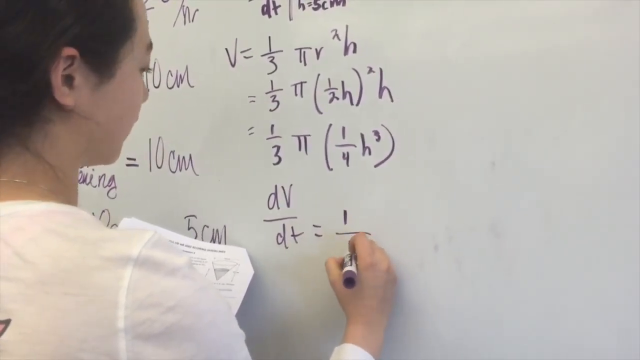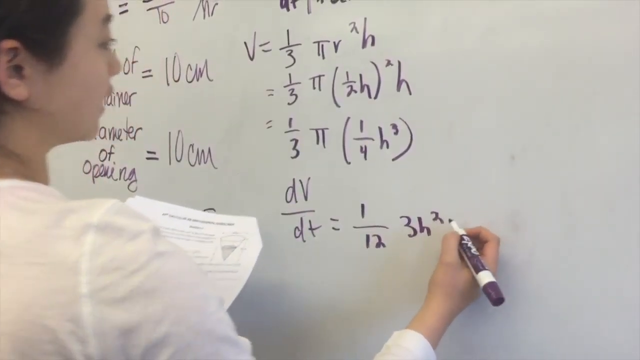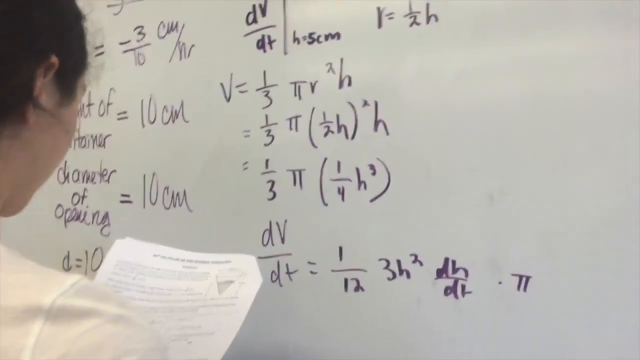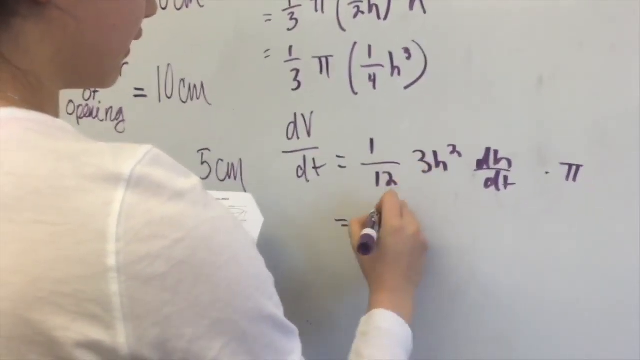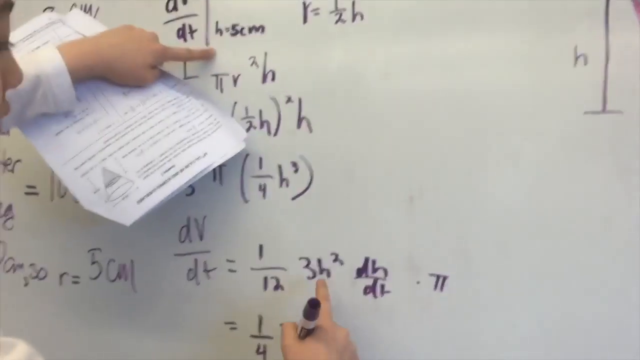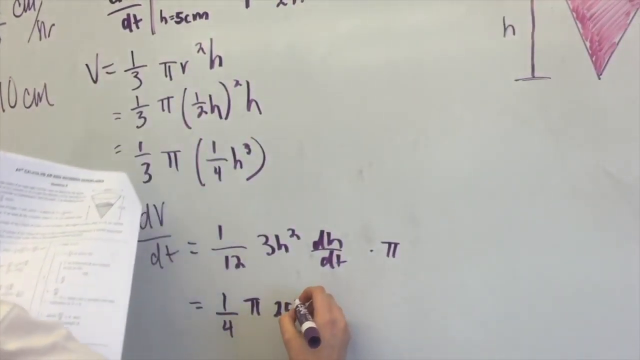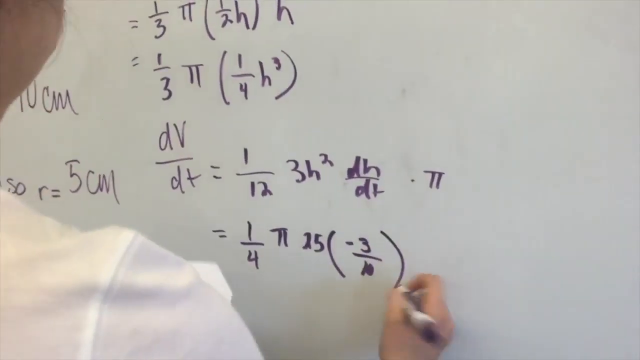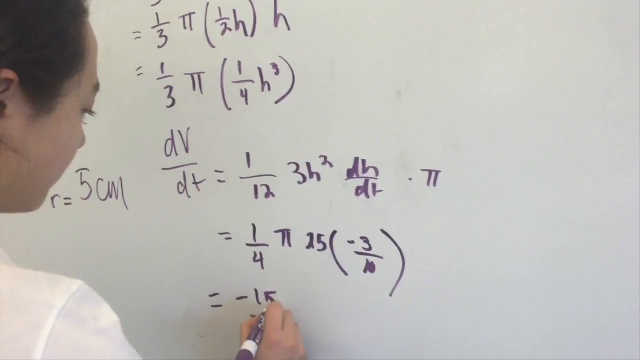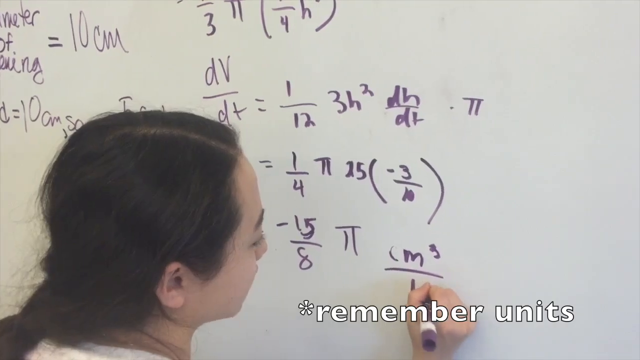equals 1/12 times 3h squared dh over dt times pi. And so this is just 1/4 pi. h is 5, so it'd be 25 times dh over dt, and then you just simplify this, and you should get -15 over 8 pi, and then units centimeters cubed per hour, because you're finding the rate.